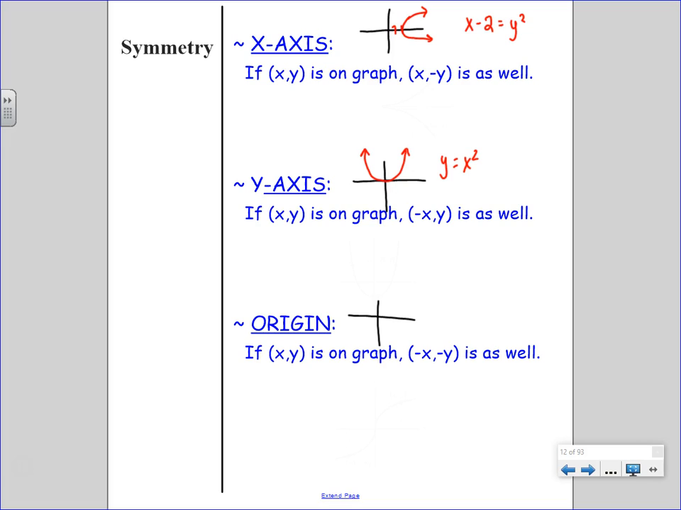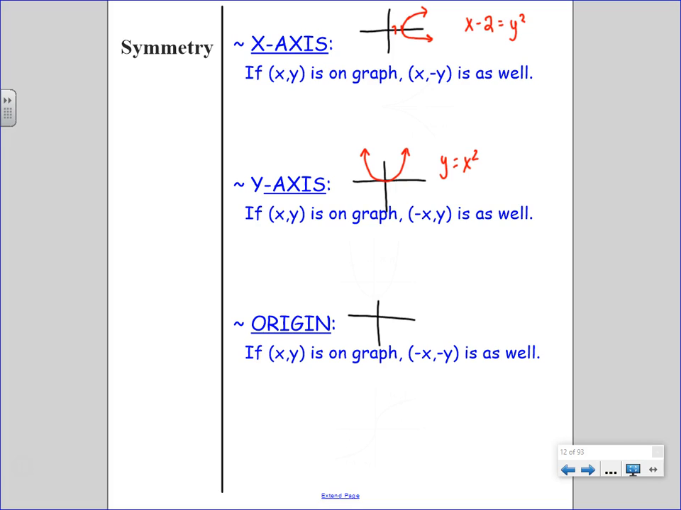Look, he's gone. Okay, so if I fold along the y-axis, do they copy for that one? Yeah, he has y-axis symmetry. Origin is the weird one. Origin says, basically, if there's something in the first quadrant, if I fold over, it's not there.